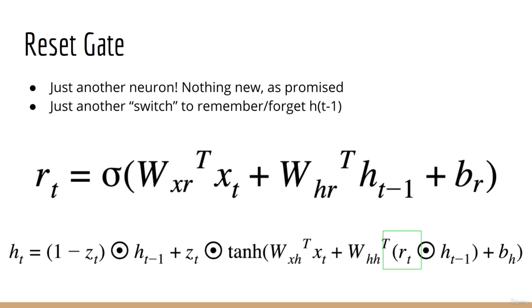In other words, before multiplying by the hidden-to-hidden weight, W_HH, we decide which parts of h of t minus 1 we want to remember and which parts we want to forget. So we forget them simply by resetting them back to 0, hence the reset gate. Note that this performs a very similar function to the update gate z of t, it's just in a different place. So it's just reinforcing our ability to remember and forget different parts of h of t minus 1.